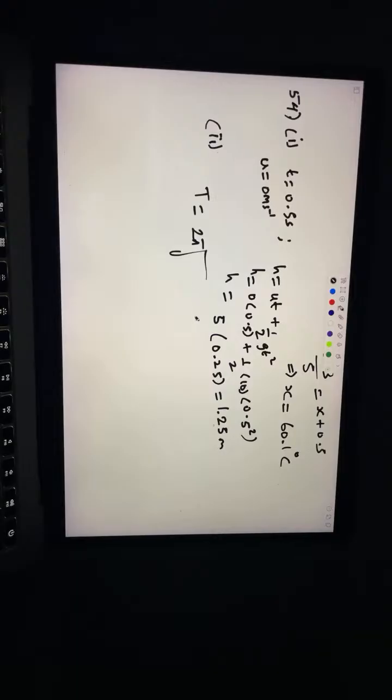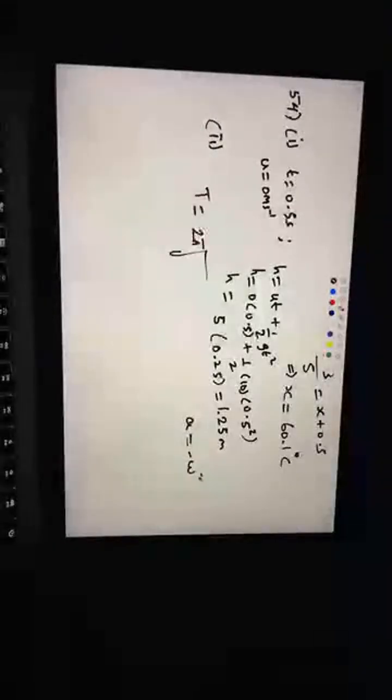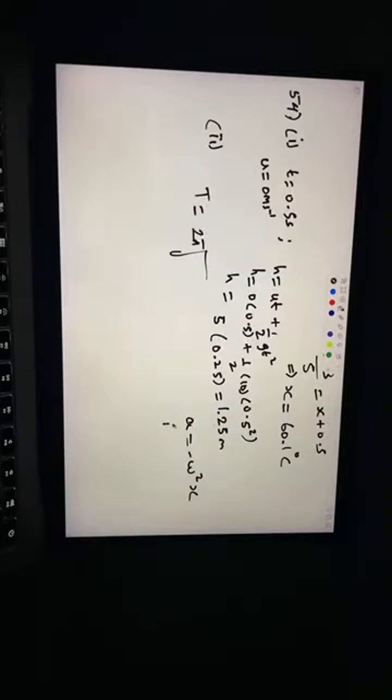In case you forget easily, just know that for simple harmonic motion, if you are dealing with a helical spring, the general equation of simple harmonic motion is a equals minus omega squared x. And from Hooke's law, we know that F equals minus ke. So that implies that F, which is ma, equals minus ke, where our e will be our x in this place.